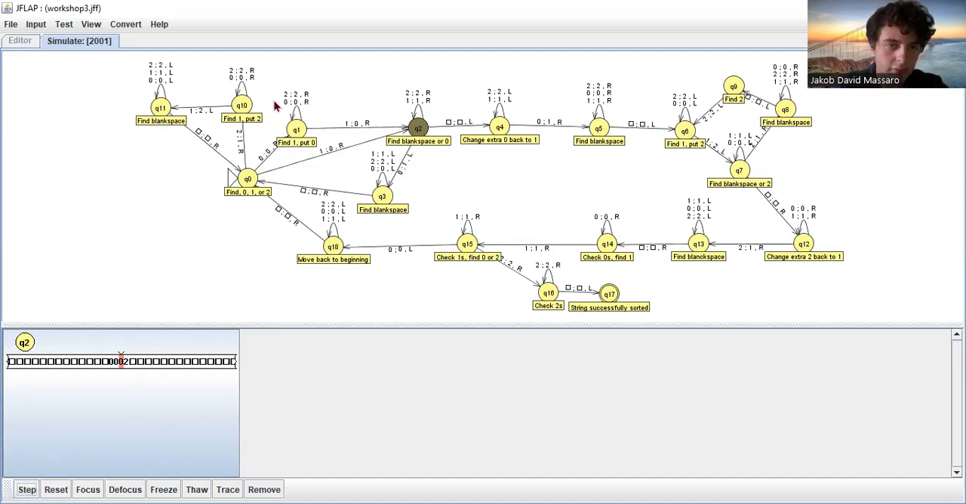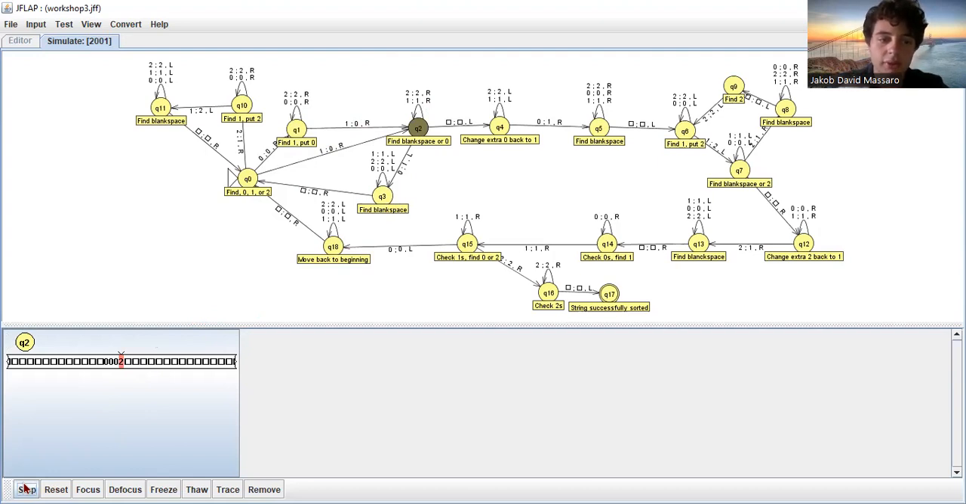I'm sorry, it was lagging a little bit, but we found our 1, change that to a 0. We found another 0, change that into a 1. Keep walking to the left till we reach our blank space, move to the right. We found our 0, keep 0. Find our 1, change that to a 0.